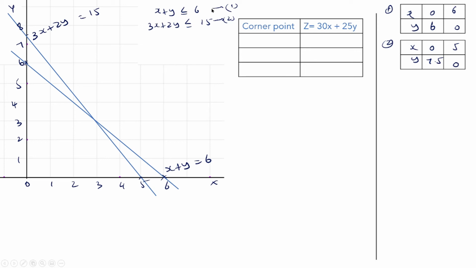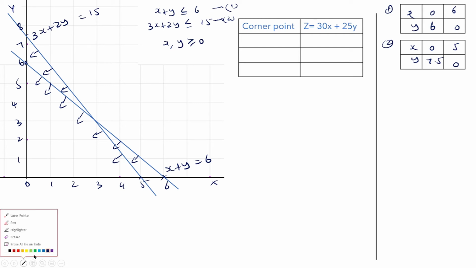Now we have x plus y less than or equal to 6, which means the origin lies in this region. So this is the region corresponding to x plus y less than or equal to 6. Next we have 3x plus 2y less than or equal to 15. It is this part. And next we have the non-negative constraints, which is the first quadrant. So the feasible region is the region which is common to all these. So this is the feasible region.